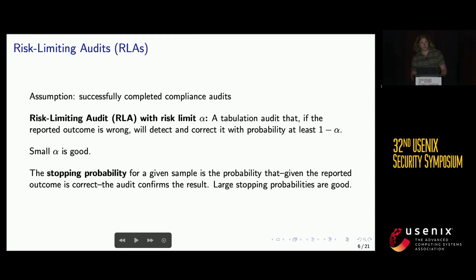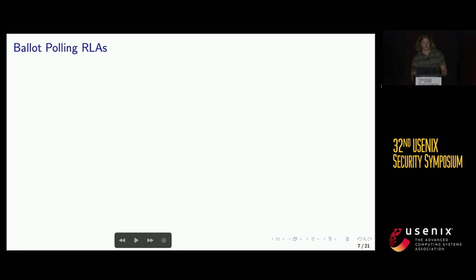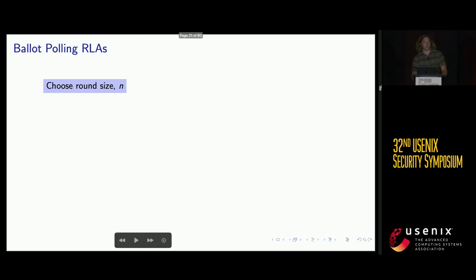And the stopping probability for a given sample is the probability that, given the reported outcome is correct, the audit confirms this result successfully. And so larger stopping probabilities are good. So we focus on ballot polling RLAs, a specific type, and now I'll describe the process of a ballot polling RLA. You begin by choosing a round size, n.